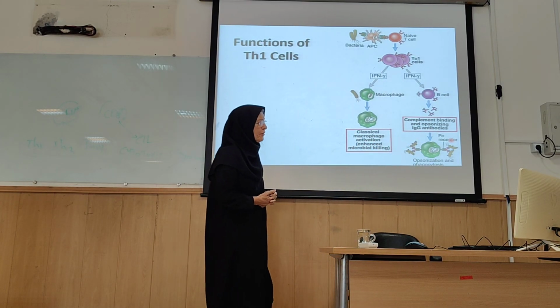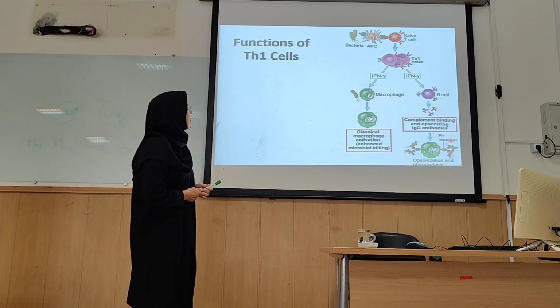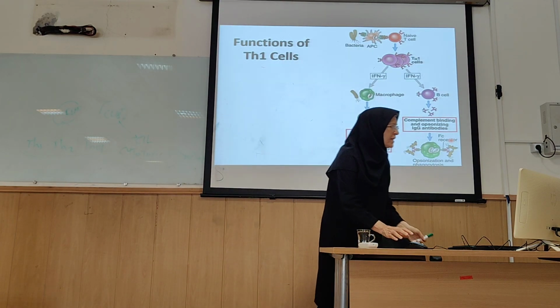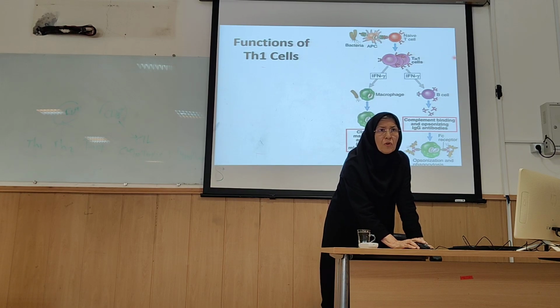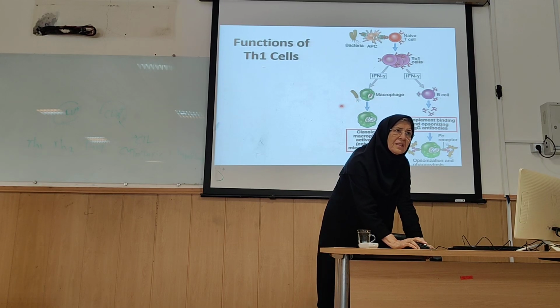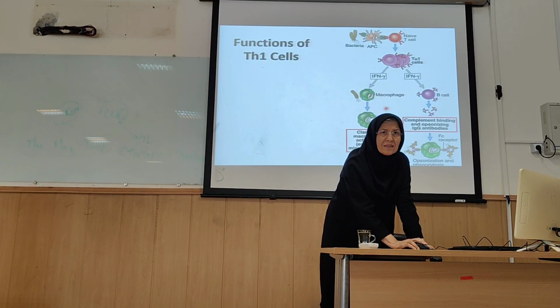You can see here the functions of the T helper 1 cells. Antigens are presented to the naive T cells, as you see here, in the case of MHC class 2. So, they present antigen to CD4 positive T cells. And CD8 positive T cells recognize antigen in the cleft of MHC class 1.